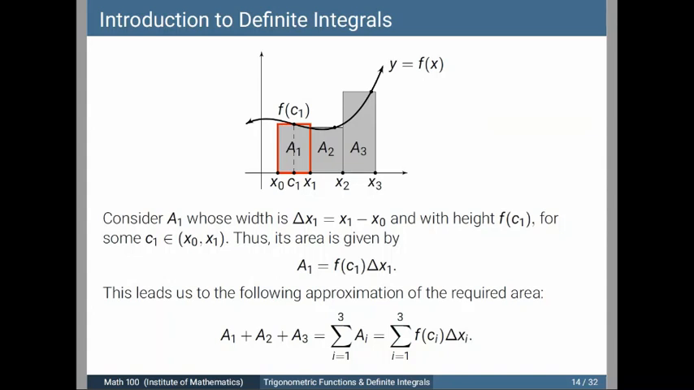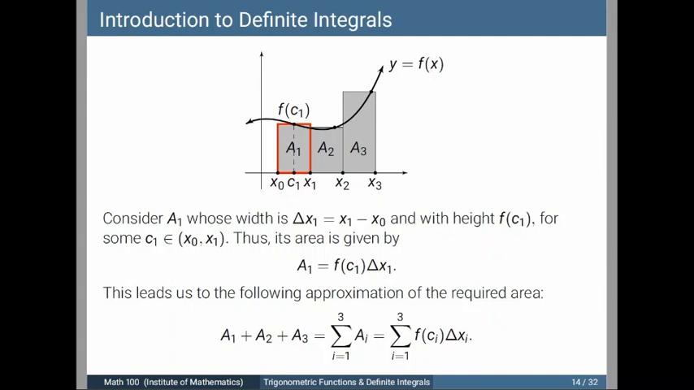For the height, note that the upper side of the first rectangle intersects the function, say at the point whose y-coordinate is f of c1. Here, c1 is a point between x0 and x1. So the height of this rectangle is f of c1. This implies that the area A1, which is height times width, is equal to f of c1 times delta x1.